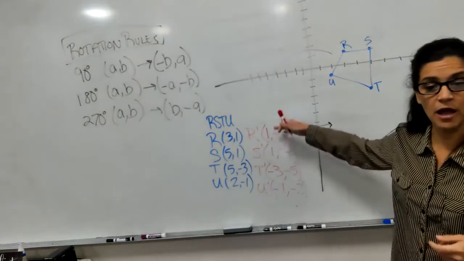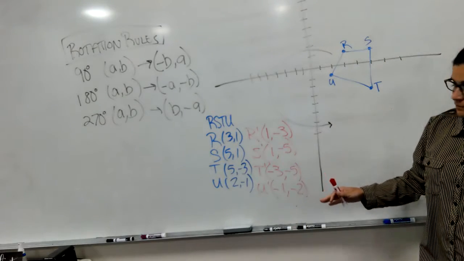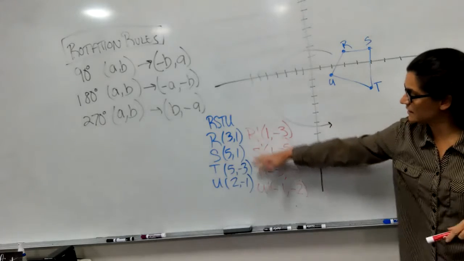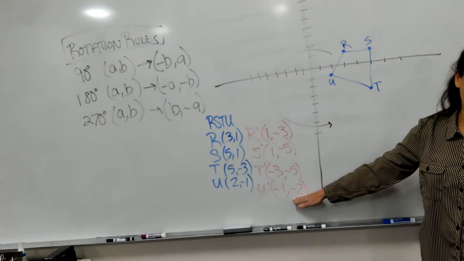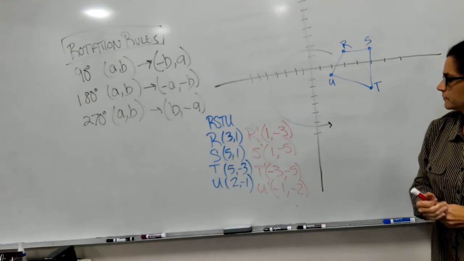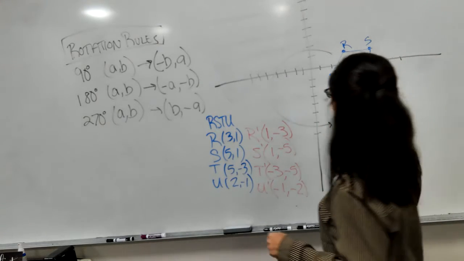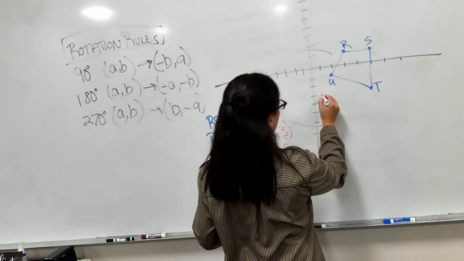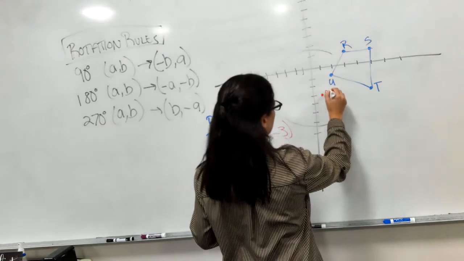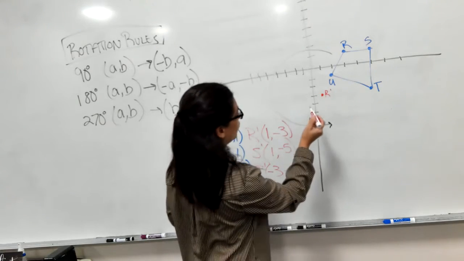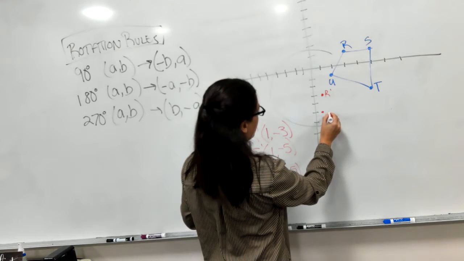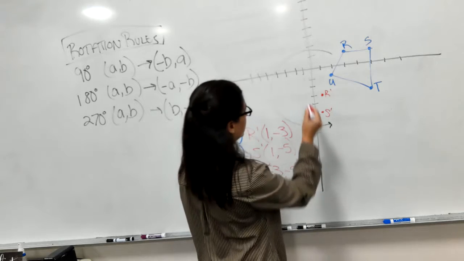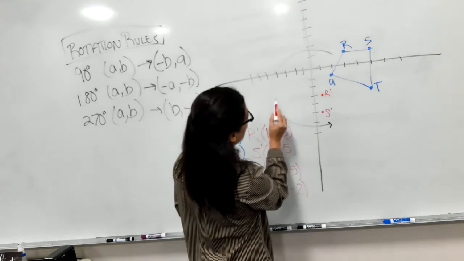Okay, so let's plot our new points. And if you guys can list it like this when you do the problems, I promise it will make it easier to not mess up. Okay, so R prime is gonna be 1, -3. So now we're gonna go here. That's our R prime. S prime is 1, -5. T prime is -3, -5.